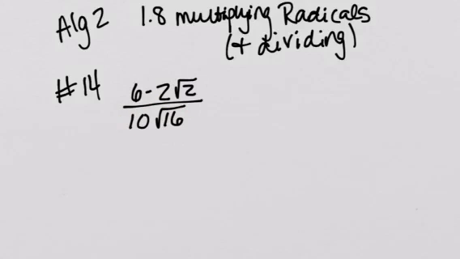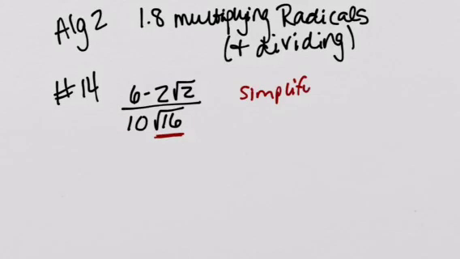Okay, so what I need to do first is, since there is a root in the denominator, I want to see if I can simplify it, to get rid of the root. If it goes away, great. If not, we're going to have to do a little bit of magical power by multiplying by a fancy one. Okay, so let's simplify the denominator first.